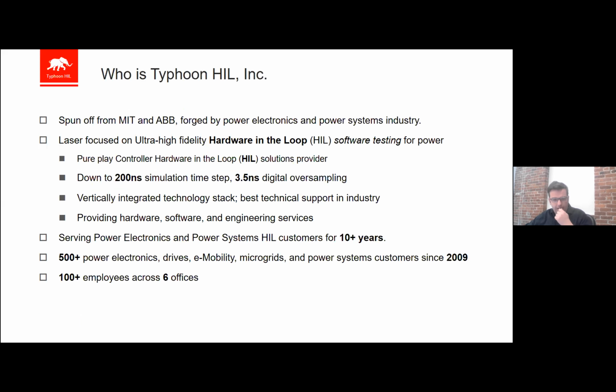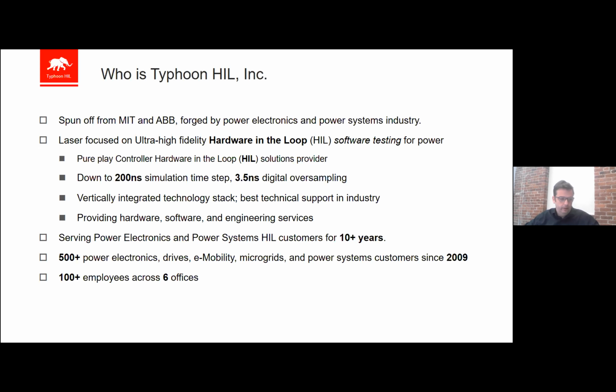But before we start, maybe some of you are not familiar with Typhoon, so just a really brief overview. I wouldn't call us a startup company anymore. We started a little bit more than 10 years ago, spun off from MIT and ABB. Our main focus from day one was ultra high fidelity real-time simulation for power electronics.